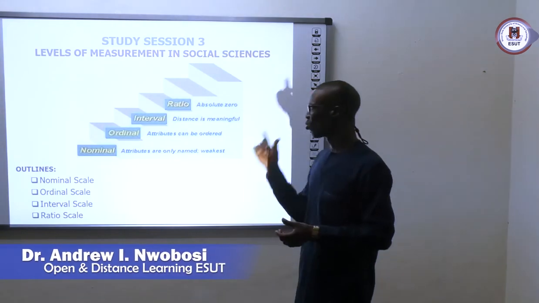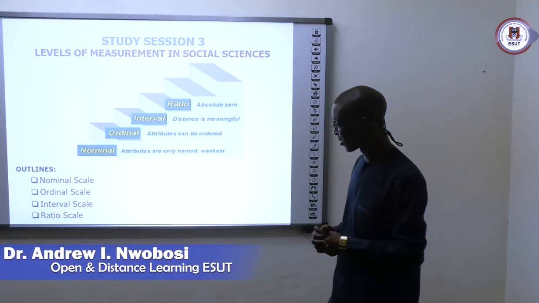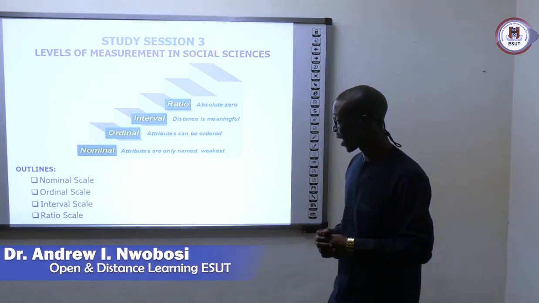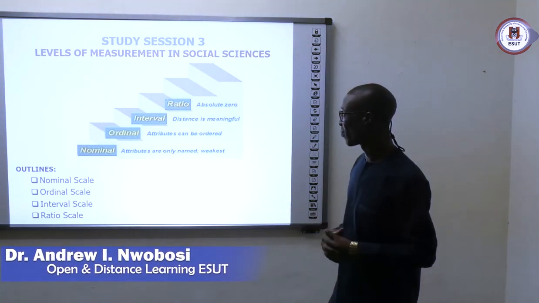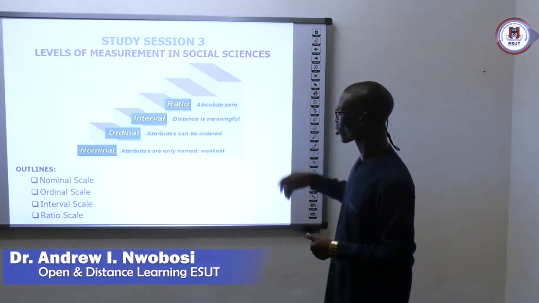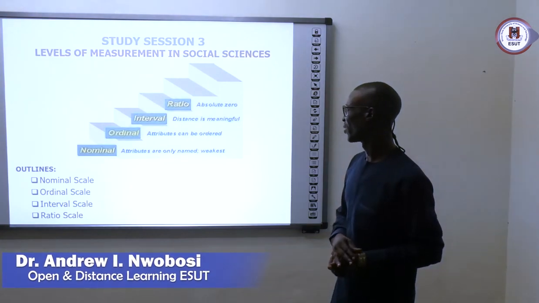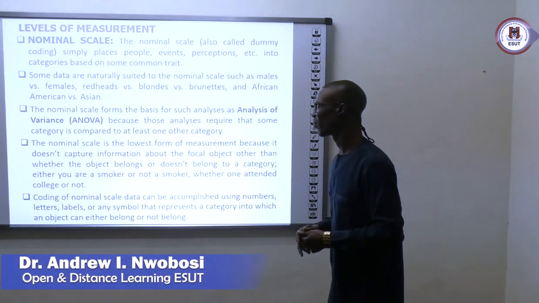Having known this, we go to the level of measurement in social sciences. As you know, we have different measures of variables in social sciences, and the measurement in social sciences depends on the types of variables that we are talking of. Let us go to some of those variables.